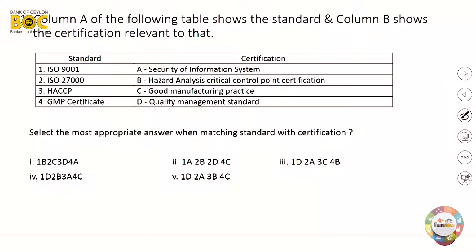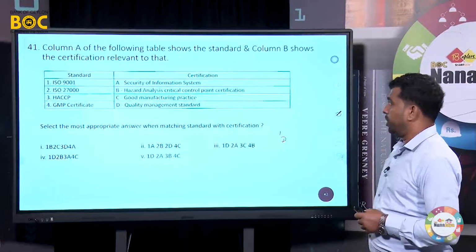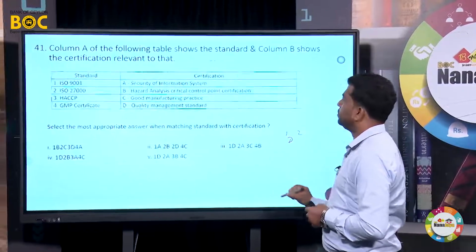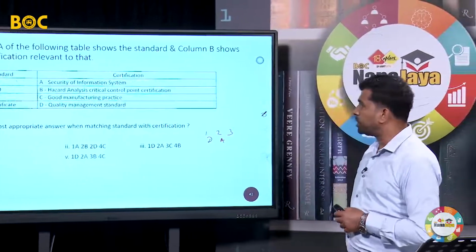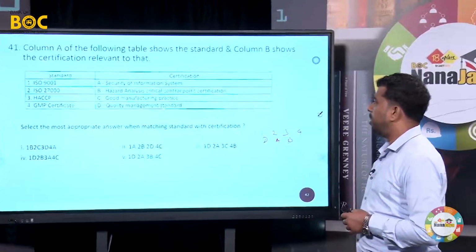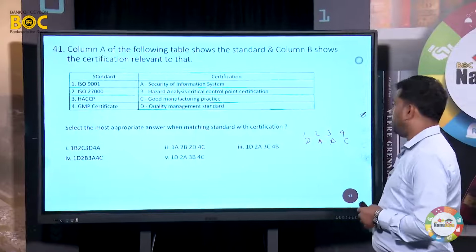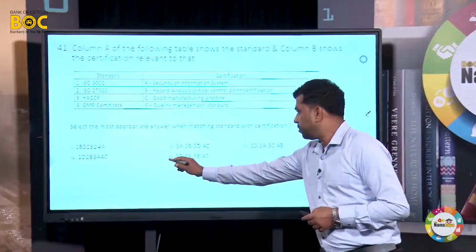Question number 41. Column A of the following table shows the standard and column B shows the certification relevant to that. ISO 9000, it is quality management standard. D. ISO 20000, 27000, this is relevant to security of information systems. A. HACCP, Hazard Analysis Critical Control Point, the abbreviation. B. GMP, Good Manufacturing Practices. C. DABC is the fifth option.